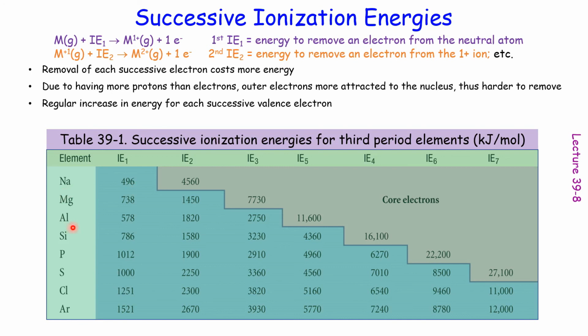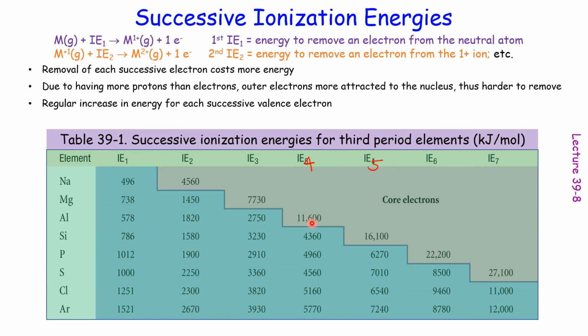For example, aluminum, that's a group 3A, 3 valence electrons. Therefore, all of those 3 valence electrons are removed, and the increase in energy is kind of regular. What does it mean? The first ionization is about 600, the second ionization about 3 times more, and then the third ionization is less than doubled.